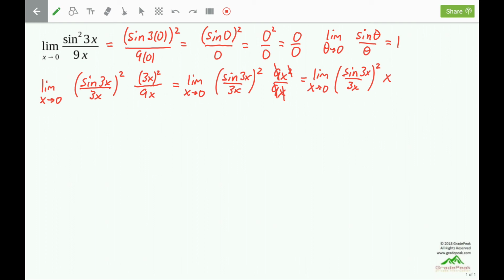Sine of 3x over 3x as x goes to 0 is perfect form. We phase match it. That goes to a 1, and we now have removed the 0 over 0 indeterminate form. We have a 1 squared, and we can plug a 0 into the remaining x's, which we just have one more x left over. 1 squared is 1, and 1 times 0 comes out to 0.